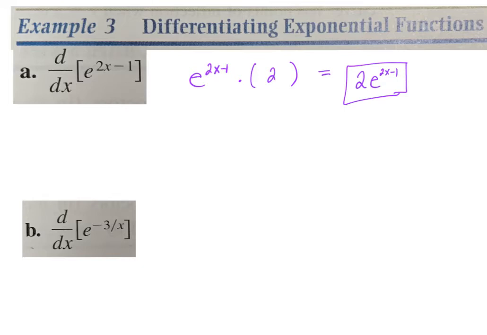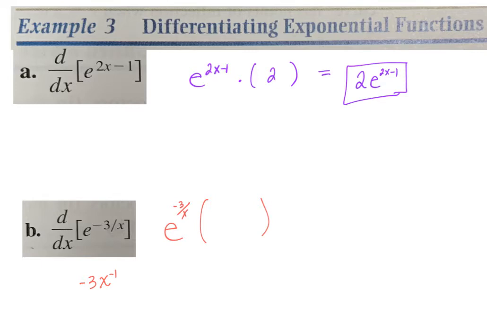If you take the next one, e to the negative 3 over x, that's going to be part of the derivative, and then we need the derivative of the inside. So the inside I would likely rewrite so I could see it really easily. Multiply and then divide. Multiply negative 3 times your negative 1, right? Which is positive 3. And then you subtract 1 from your exponent.